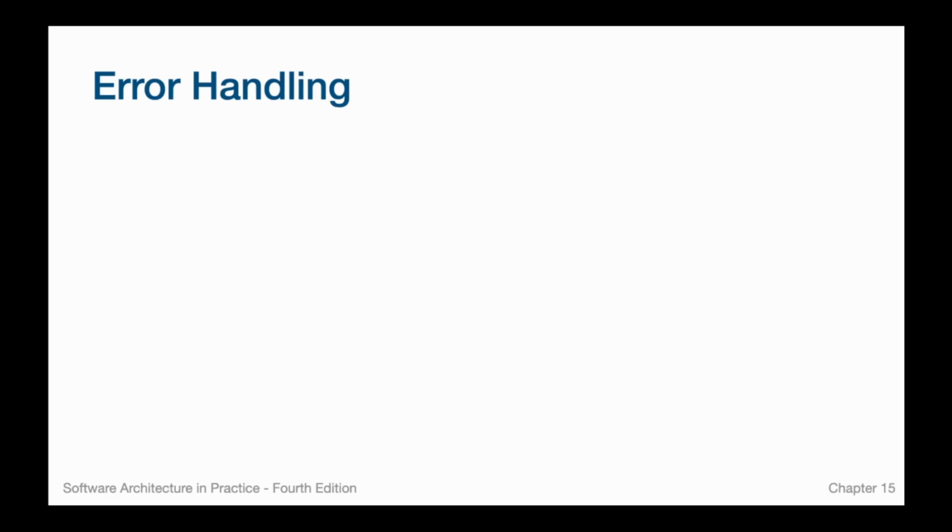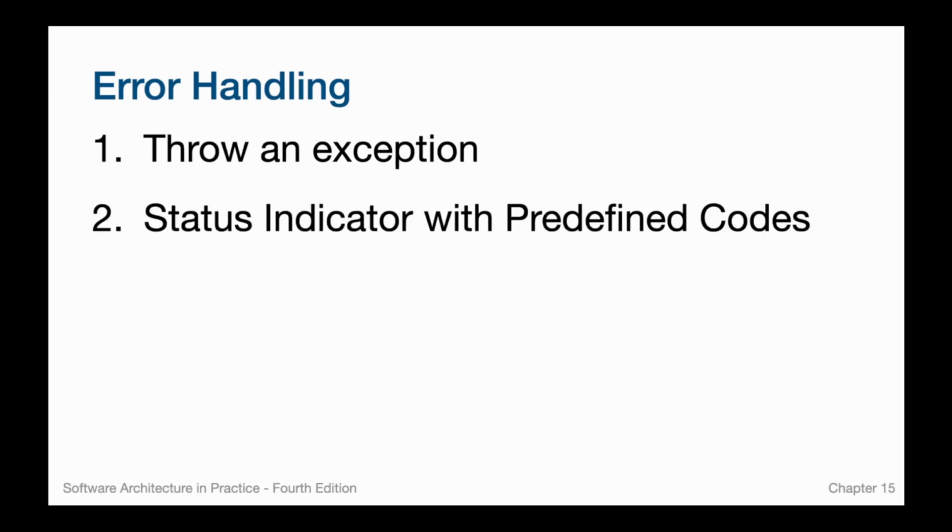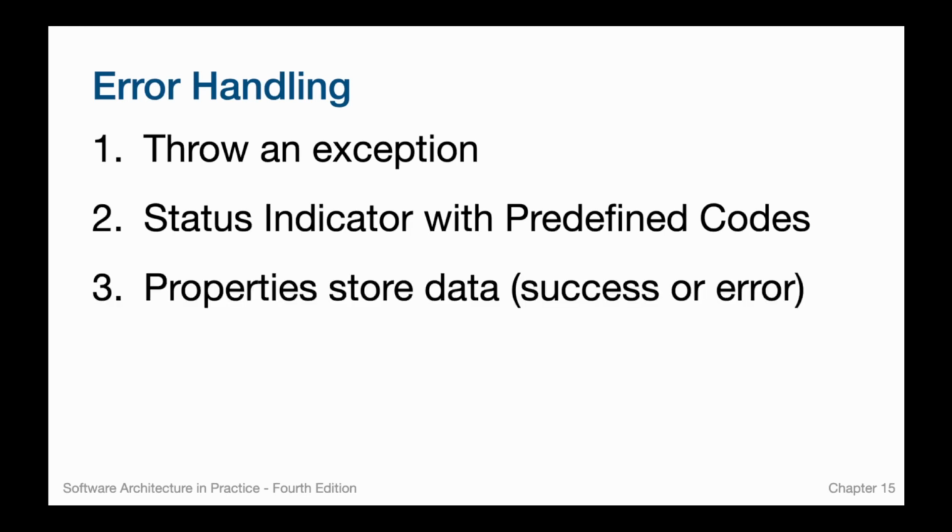Actors need to know whether the element is working correctly, whether their interaction is successful, and whether an error has occurred. And there's a few different strategies for error handling. We could have failed operations throw an exception. We could have operations return a status indicator with the predefined codes that we've set. These would then need to be tested to detect any wrong outcomes, but that's one way we can handle it. We could use properties to store data.